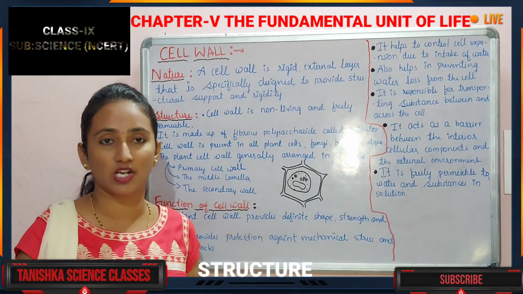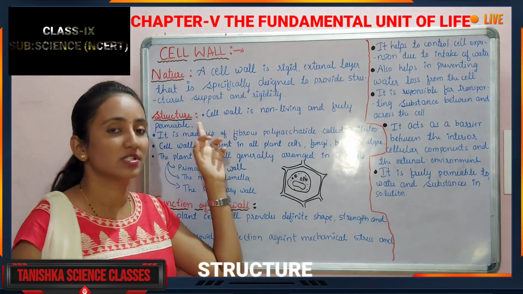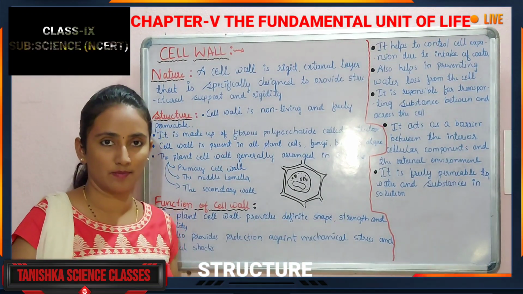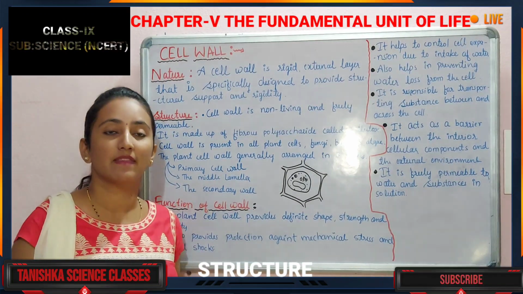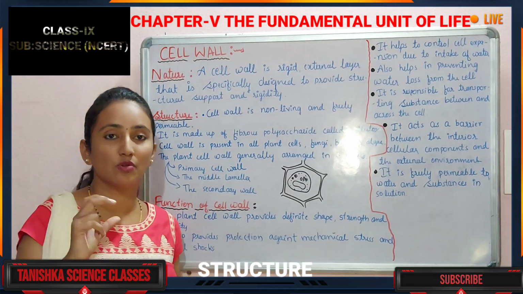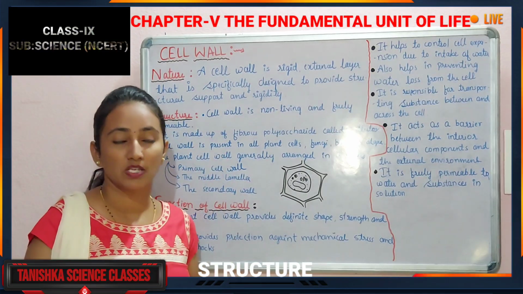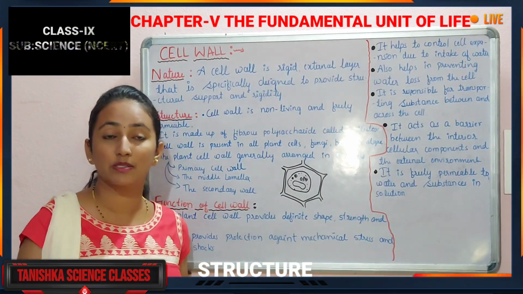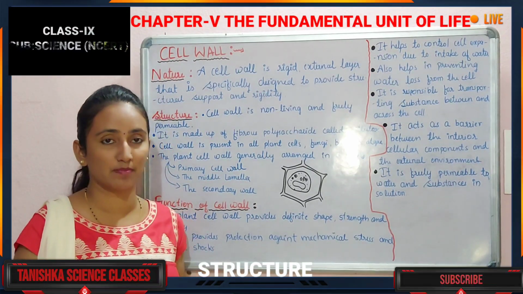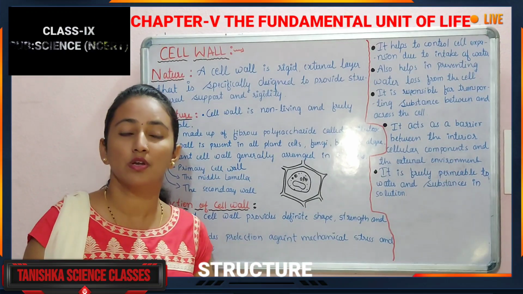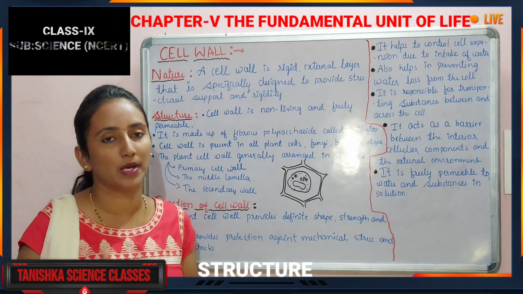So let us study the structure of the cell wall. How is the cell wall? As I have already said, the cell wall is a non-living part of the cell. You know that in the cell there are two types of parts, living parts and non-living parts. The cell wall is a non-living part of the cell, and it is freely permeable. It contains small pores called pits. Through them, various materials like carbon dioxide, various gases, food, water and minerals pass through those pores. So it is called freely permeable.